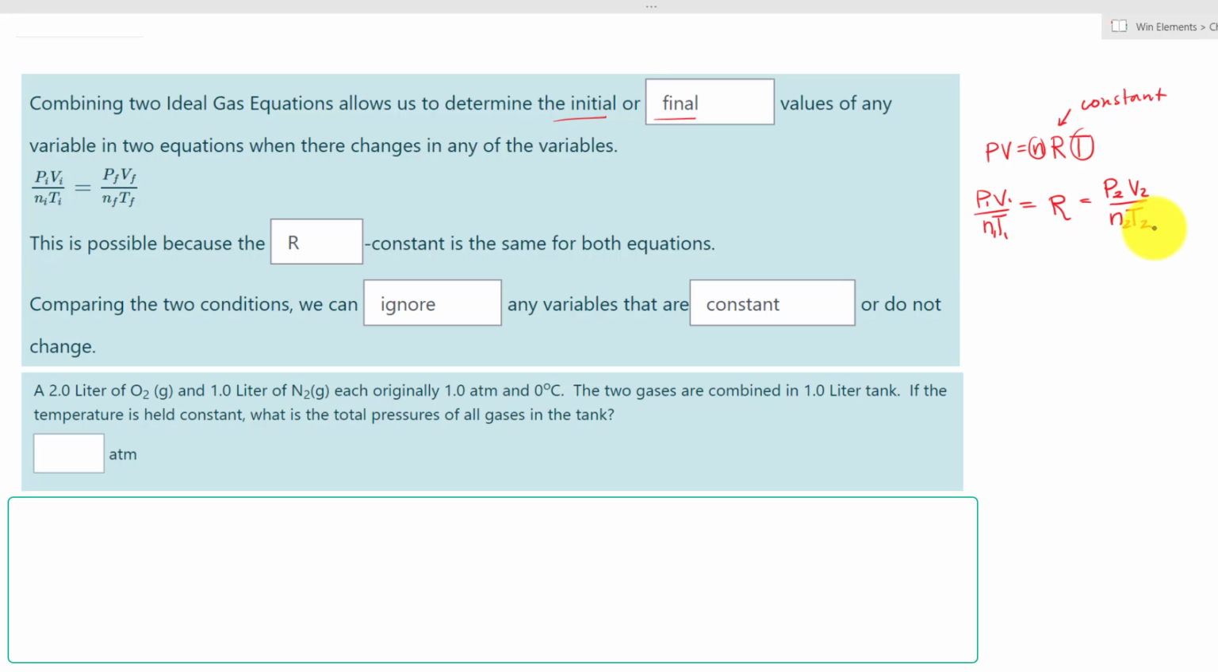Think of 1 and 2 as initial and final, okay? So keep that in mind. And here I have this right here, initial equal to final. And that's possible because the R constant is the same for both equations. Again, the constant doesn't change. So when we're comparing the two equations, the beauty of this is that any variable that is not changing and is fixed, we don't have to include. So we can cross them out, and you can see that in the sample below.